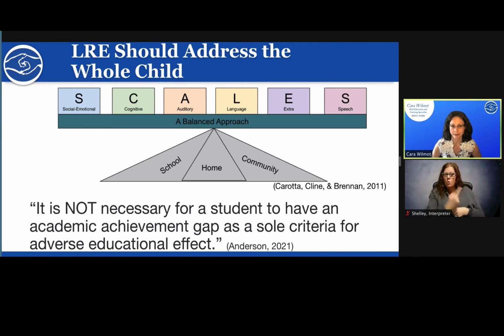and learning. I really like the Auditory Consultant Resource Network scales to remind me we need to have a balanced approach that addresses the whole child at school, in the home, and the community. The team needs to look at social emotional, cognitive, auditory, language, extras, and speech. As for the extras, those are going to the guidance counselor.